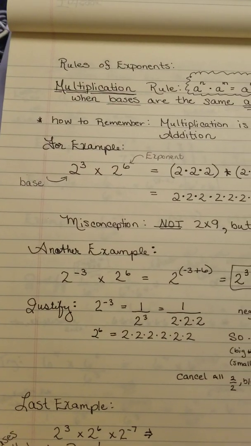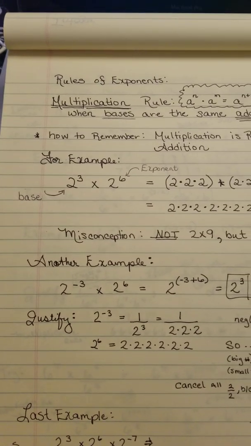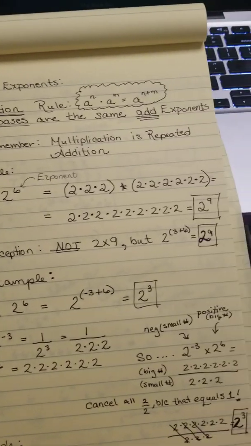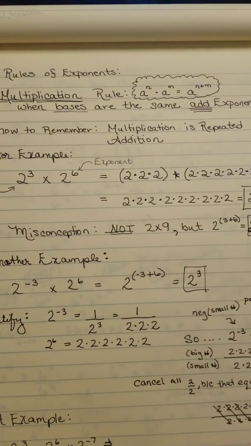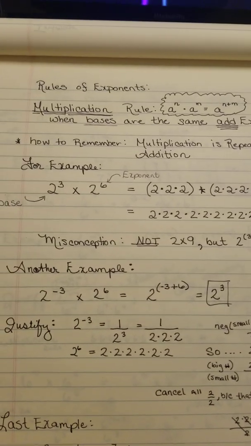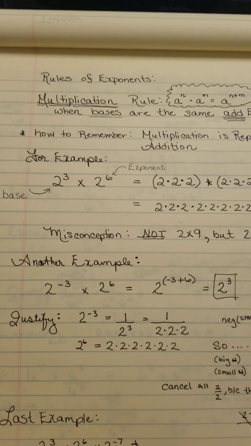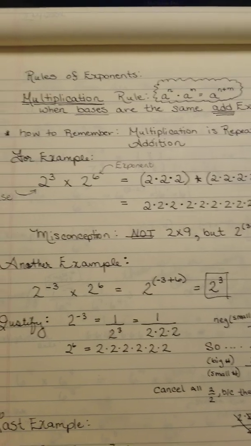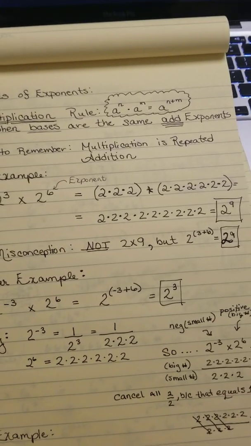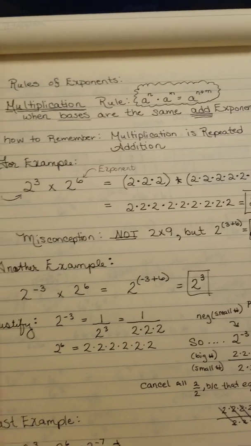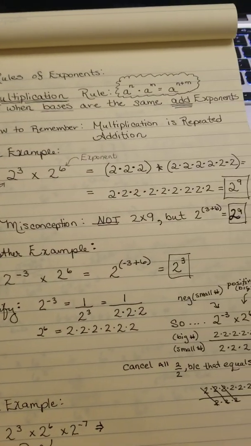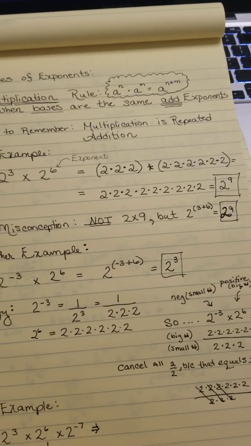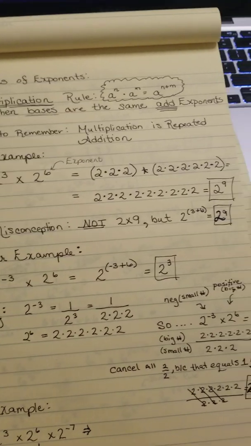Here we're going to show that 2 to the third times 2 to the sixth, they're being multiplied and bases are the same. That would equal 2 to the 3 plus 6, which is 9. And then we can justify that by saying 2 to the third is 2 times 2 times 2, times 2 to the 6, which is 6 twos. How many 2's do we have? A whole lot. So we simplify that by writing it as 2 to the ninth power. We added up all those 2's and put it to the ninth power.